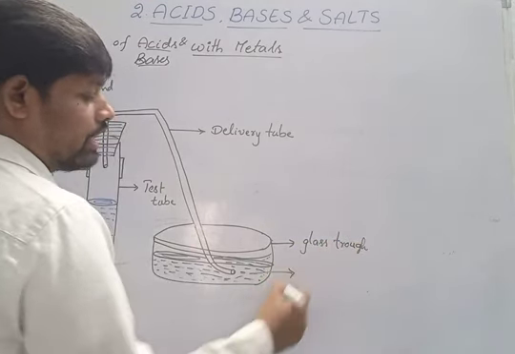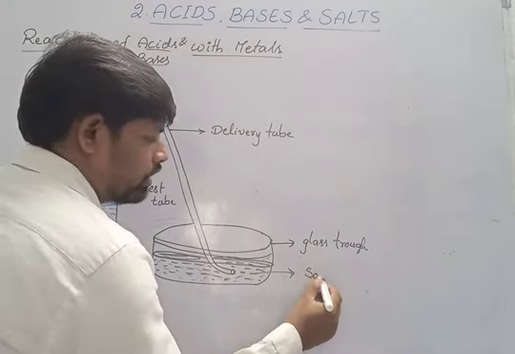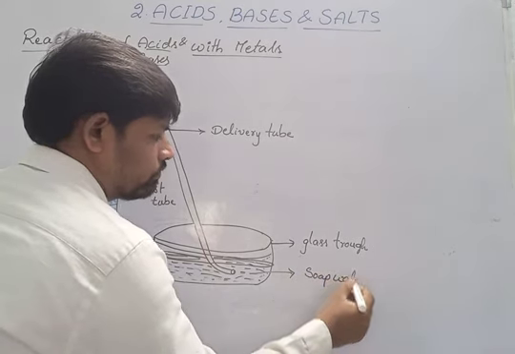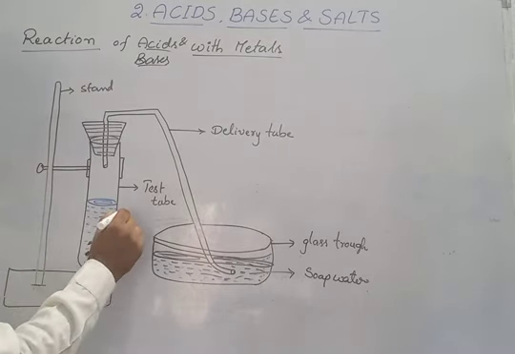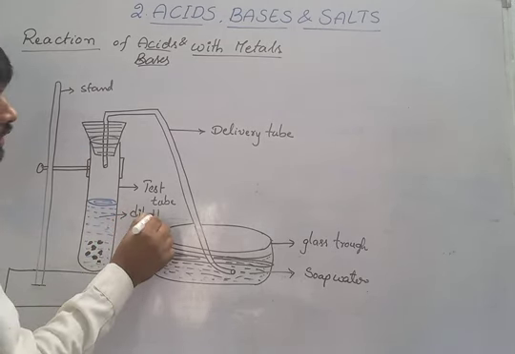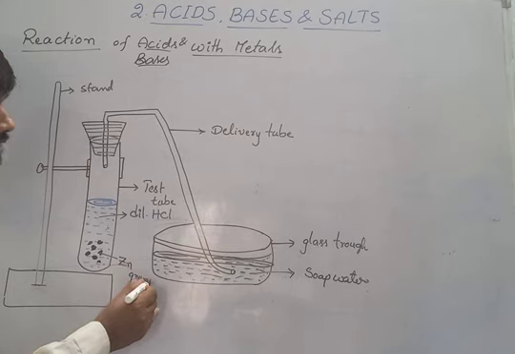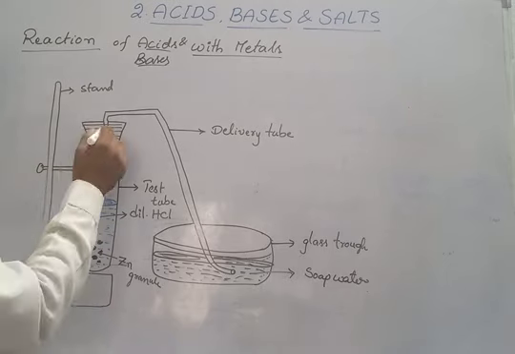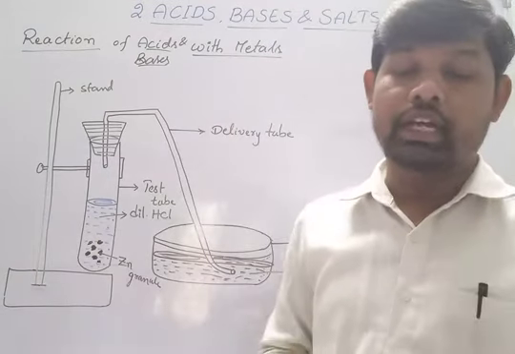And what is inside the glass trough? Soap water. And here, what is inside the test tube? Dilute HCl. And these are zinc granules. Zn means zinc granules. This one, if you want to write, is a one-hole rubber cork. Okay. So these are the materials.